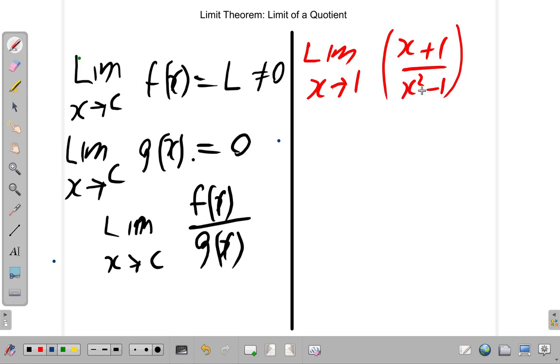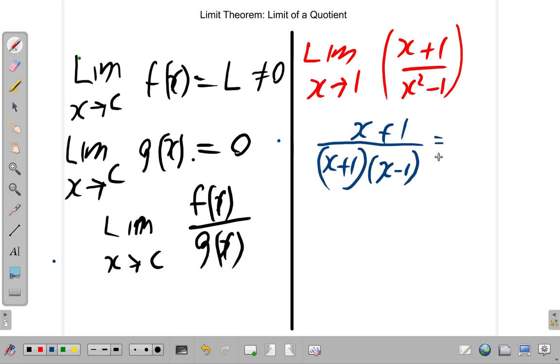I see that here the x squared minus 1 can be factorized with a difference of 2 squares. So you have x plus 1 divided by x plus 1, x minus 1. Now, x plus 1 cancels x plus 1. So what we have is 1 over x minus 1. Now, what happens as x tends to 1? 1 minus 1 equals 0.